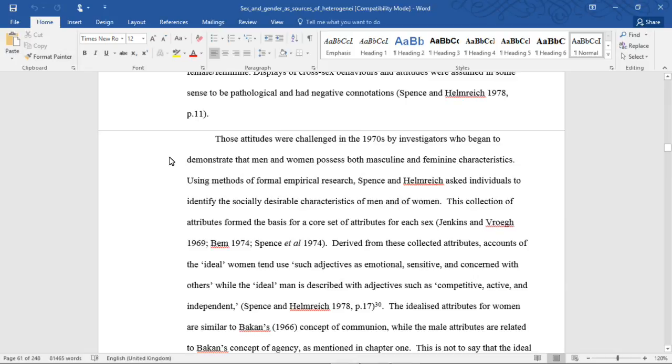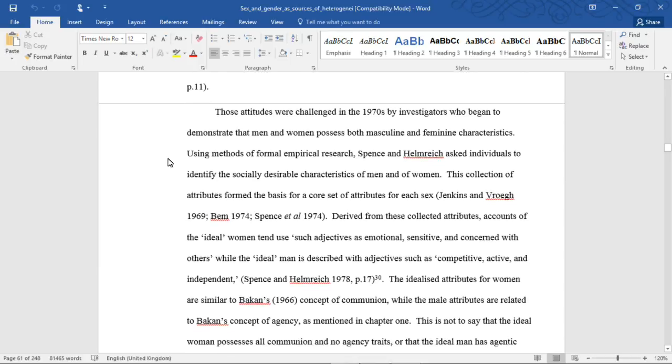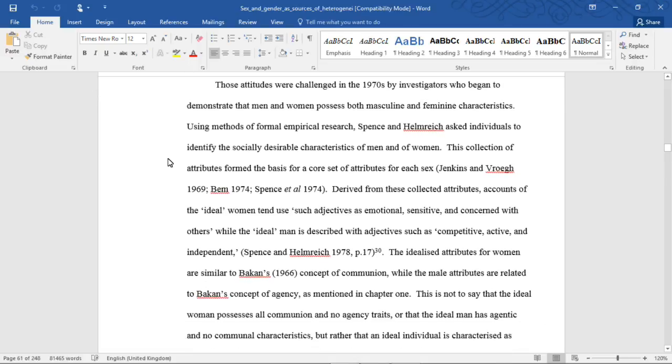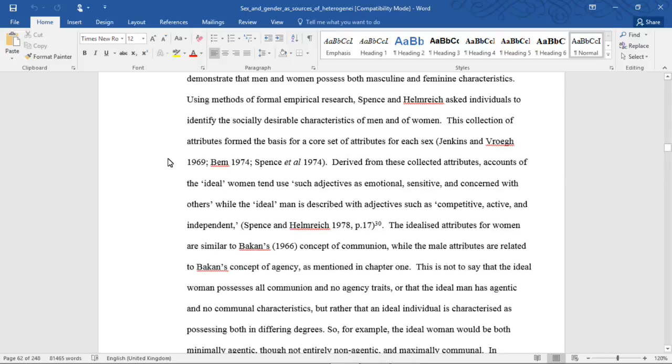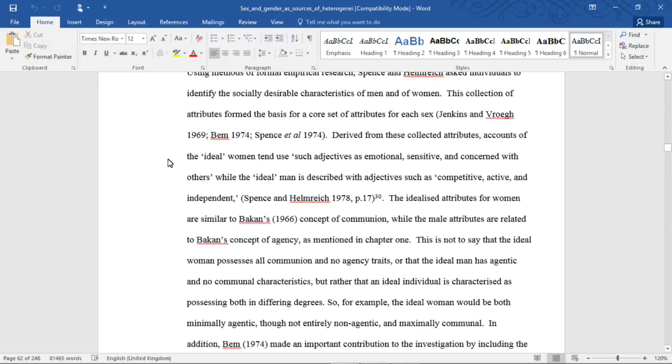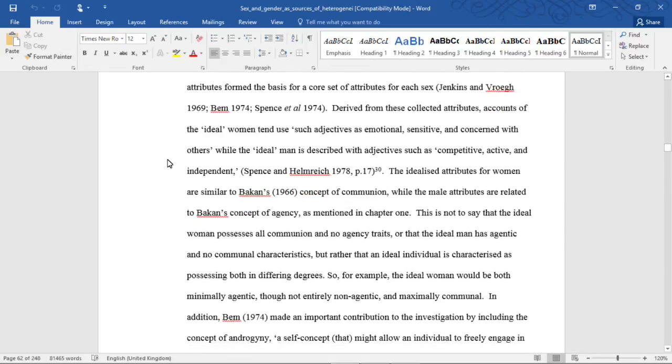Those attitudes were challenged in the 1970s by investigators who began to demonstrate that men and women possess both masculine and feminine characteristics. Using methods of formal empirical research, Spence and Helmreich asked individuals to identify the socially desirable characteristics of men and women. This collection of attributes formed a basis of a core set of attributes for each sex. Derived from these collected attributes, accounts of the ideal woman would tend to use adjectives, quote, such as emotional, sensitive, and concerned with others, while the ideal man is described with adjectives such as competitive, active, and independent, unquote.